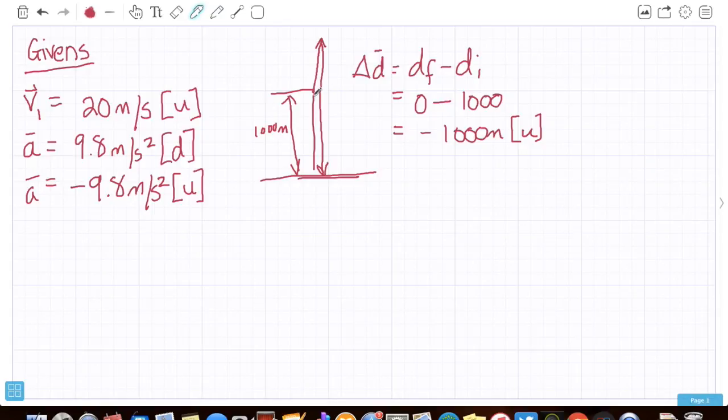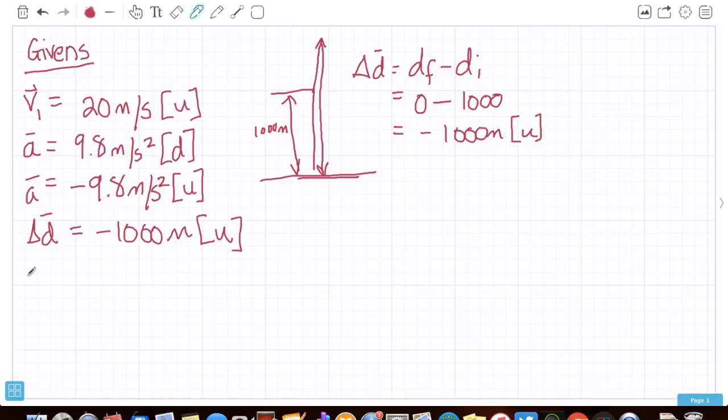Another way of thinking about it is if you start the object here, it ends up down here. Well, it's below where it initially started by 1,000 meters. So that means my delta D is negative 1,000 meters up. Now the initial question gave the delta D in kilometers. So because all of our units in all of these other variables are in meters, we have to make sure that the displacement also is in meters. So I've done that conversion.